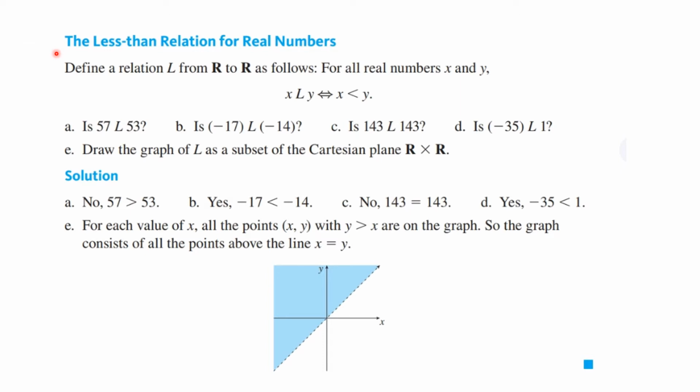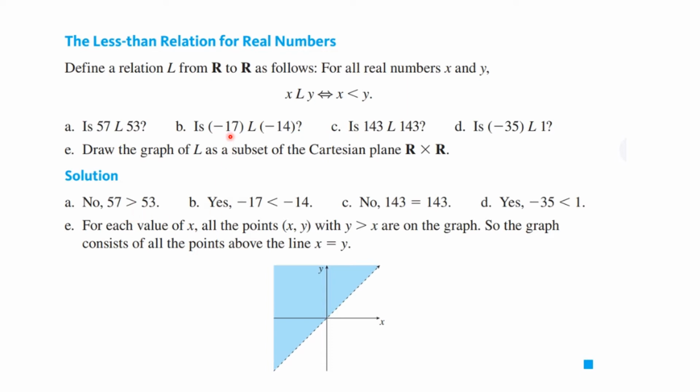Okay, so let's talk about the less than relation for real numbers. We define a relation L from R to R as follows: x L y if and only if x is less than y. This is for all real numbers because we have R and R. So the question is, is 57 L 53? That means, is 57 less than 53? No. 57 is bigger than 53.